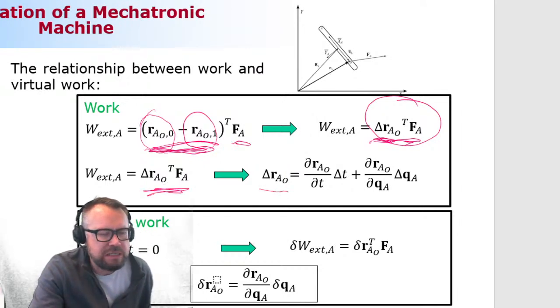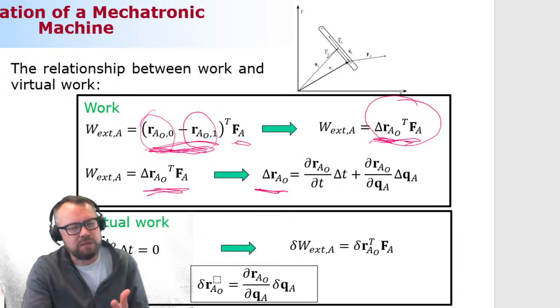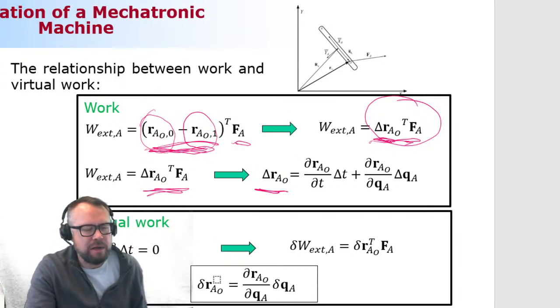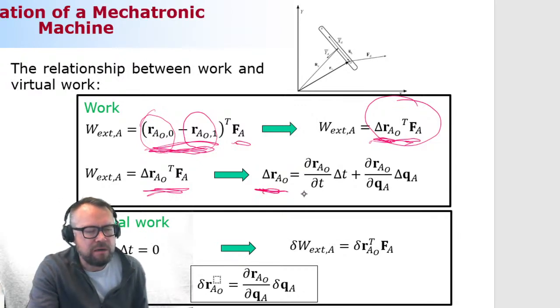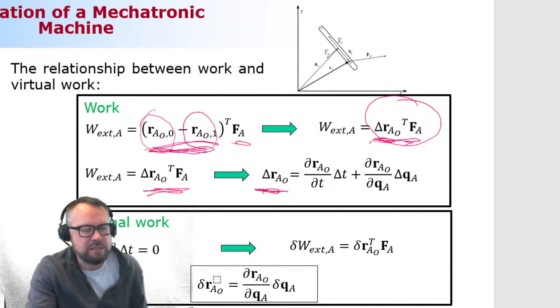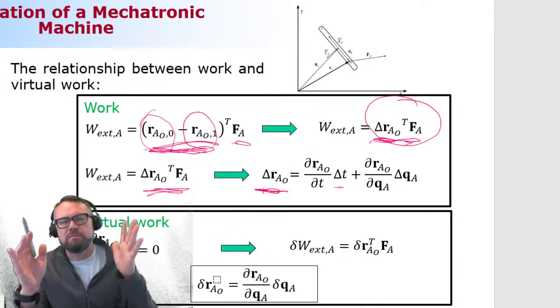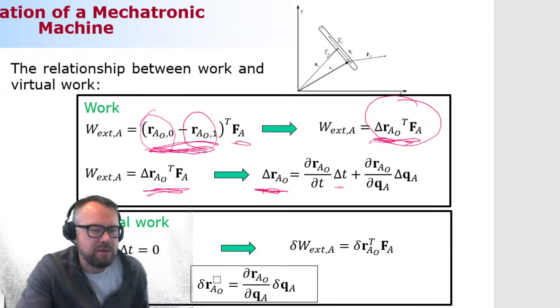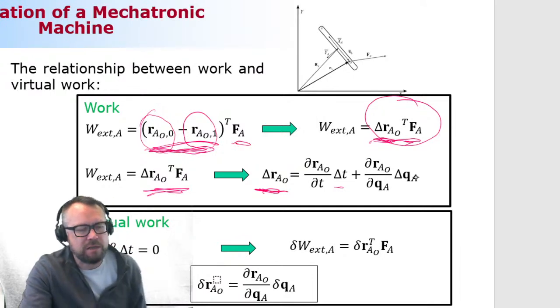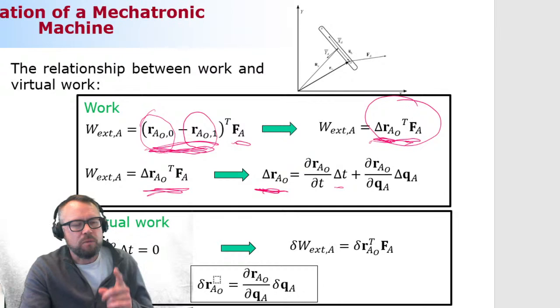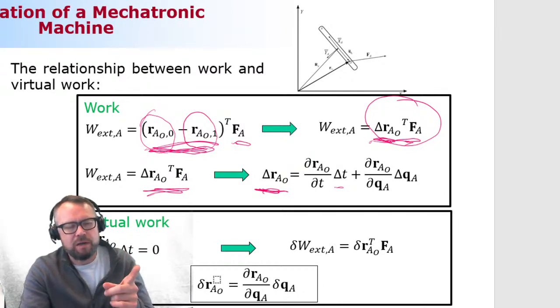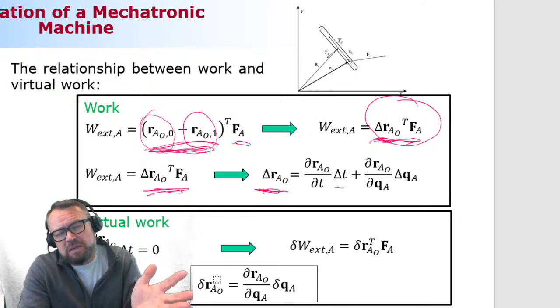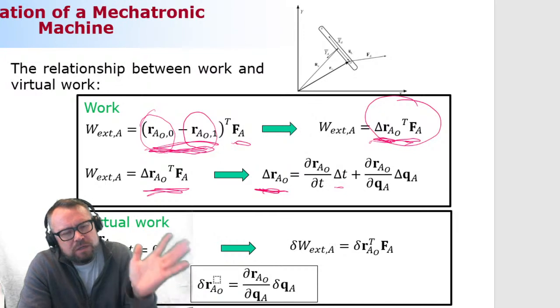How can you compute this delta R? This is where the mathematics comes into play. Using your mathematics skills, you can express this delta R as partial R, partial T, where T is the time, multiplied by delta T, because this is a real work and the time is running. And then there's partial R, partial Q multiplied by delta Q. In virtual work, time is not running. There is no delta T here. How do you do that in real life? Well, you don't. But this is just a mathematical tool to introduce this mapping for us.